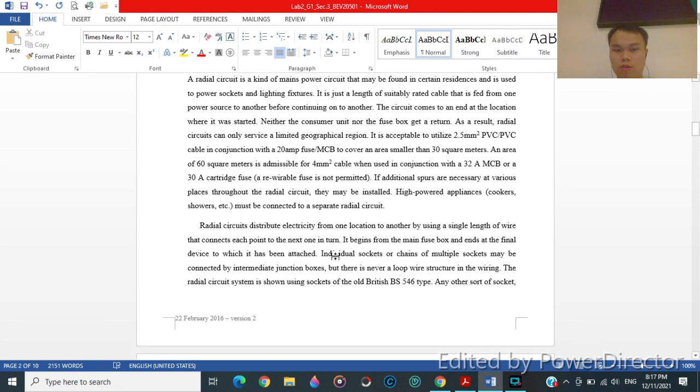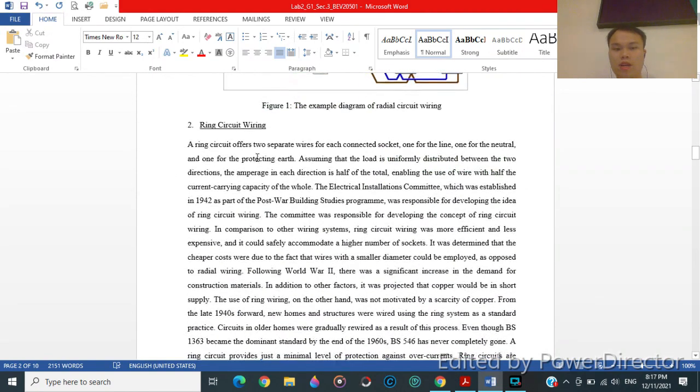Compared to the radial circuit, a ring circuit will offer two separate wires for each connected socket, one for a line, one for a neutral, and one for a protecting earth, so that the load is uniformly distributed between the two directions. The amperage in each direction is half of the total, enabling the use of wire with half the current carrying capacity of the whole.